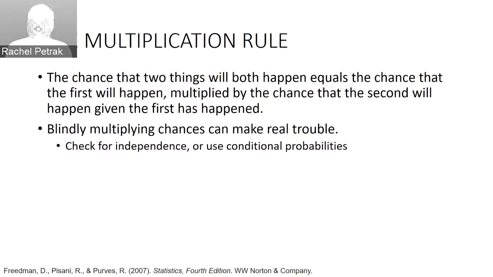The multiplication rule is the chance that two things will happen. It tells us that the chance that two things will happen equals the chance that the first will happen multiplied by the chance that the second will happen, given that the first has happened. So you can see here that generally the multiplication rule applies to conditional events, and unless you have other information, you should assume and use the conditional probabilities. And we're going to look at this in a little more nuance in a moment.